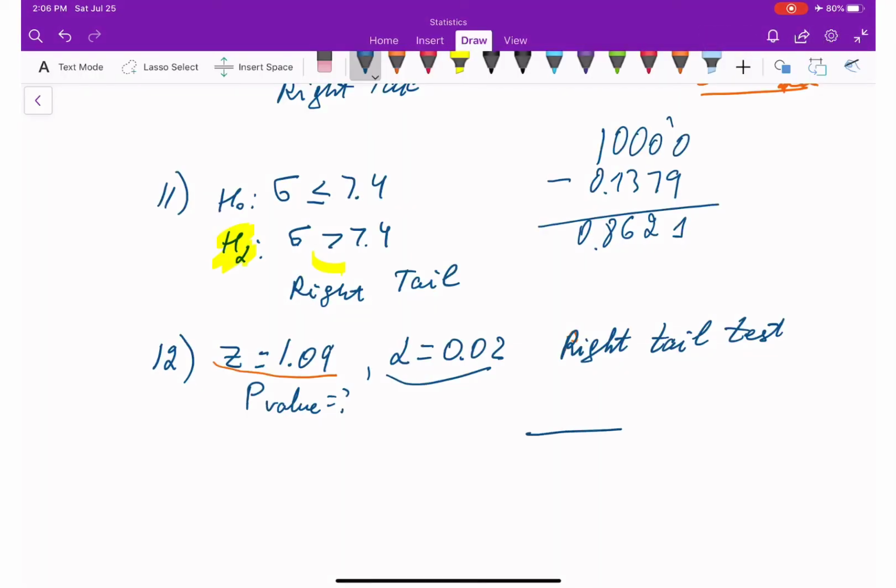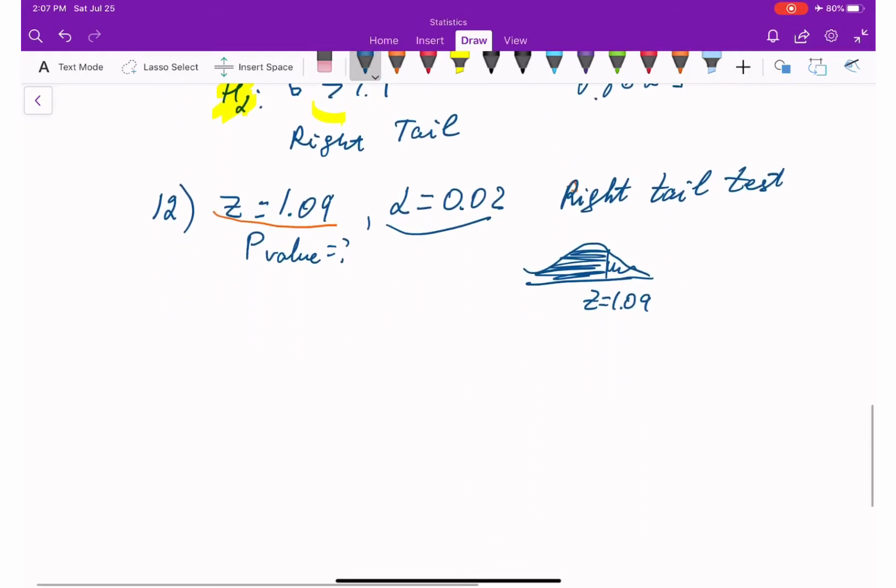Since we have a right tail test, we need to find the z-score that is equal to 1.09. We need to find from the table of z-scores the left area, right? Because our z-score table shows the left area. So if you find it, it's going to be... hold on, the probability, let me clean this.